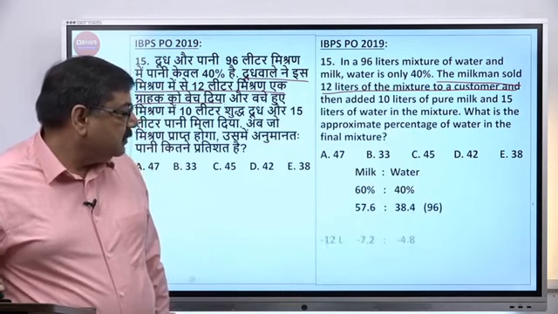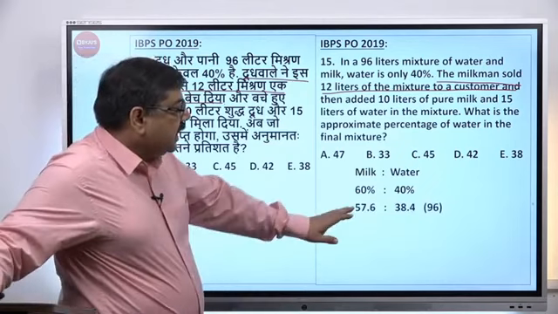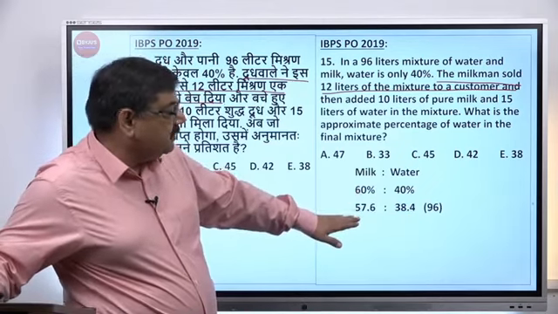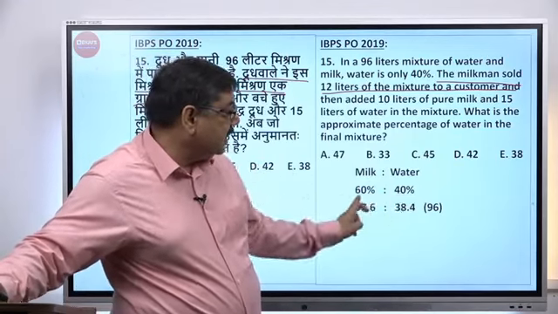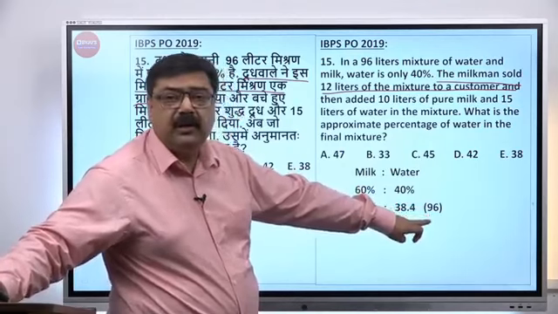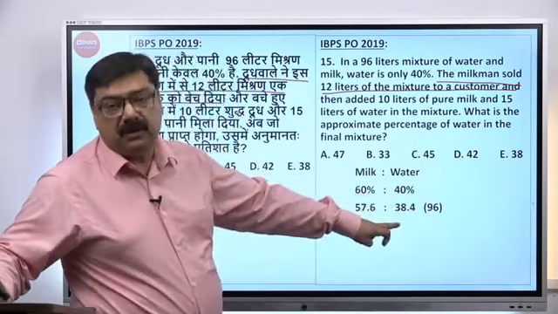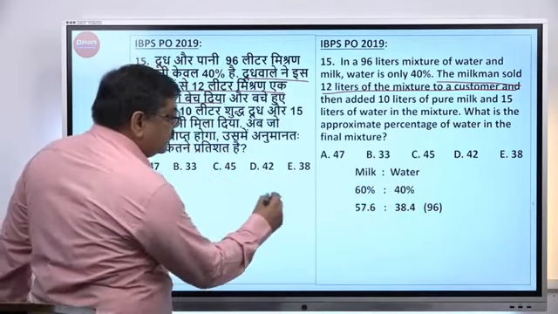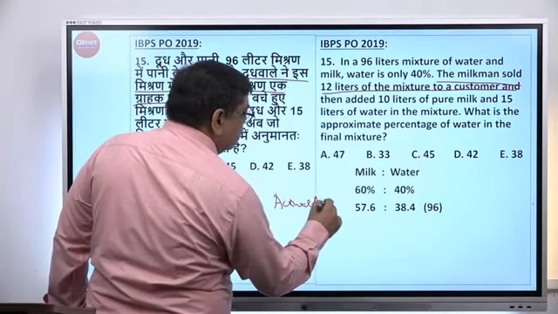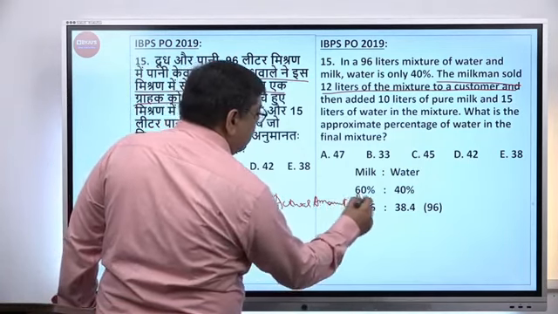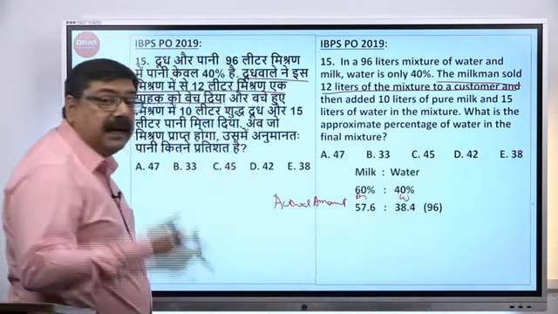So how much is that? As such, first of all, 60% is 57.6. 40% is 38.4. I just multiplied this, no? 96 liters, in total. So this is the actual amount of milk and water in 96 liters.